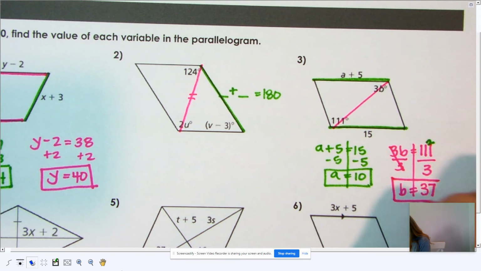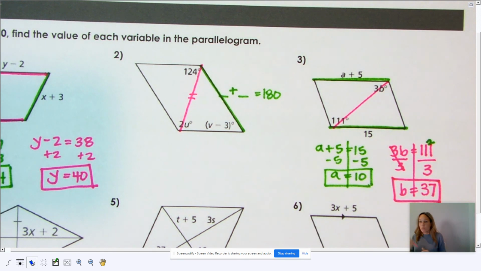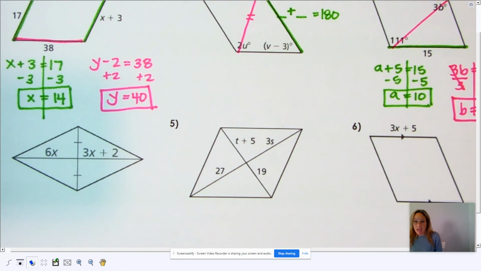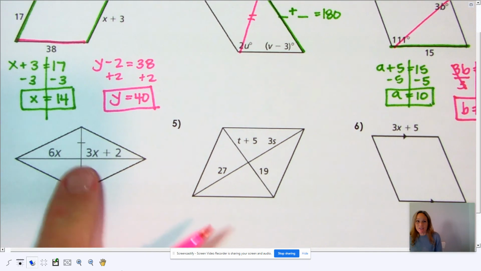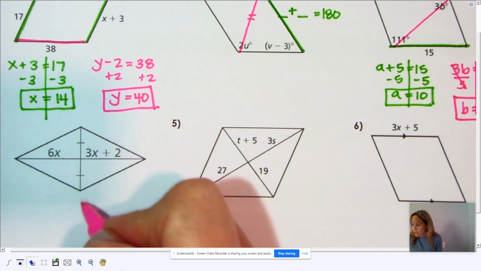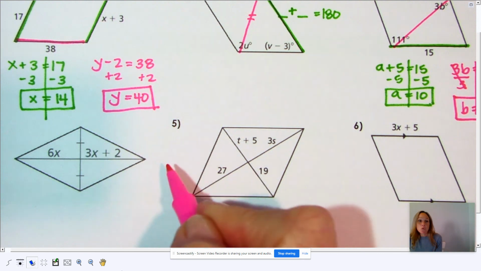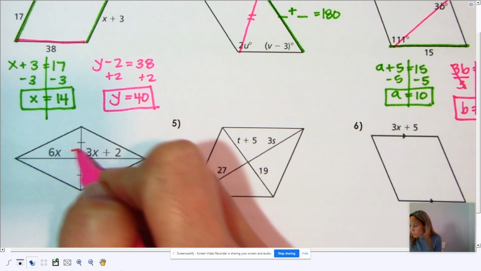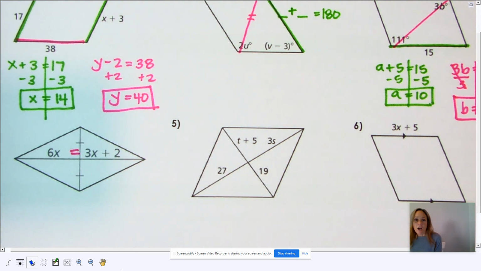B equals 37. Okay, we are going to skip number 4, but do remember that when you have a diagonal and the other diagonal, they break each other up into equal pieces. So you could just say that equals that and then go ahead and solve that. All right, question number 5 together.